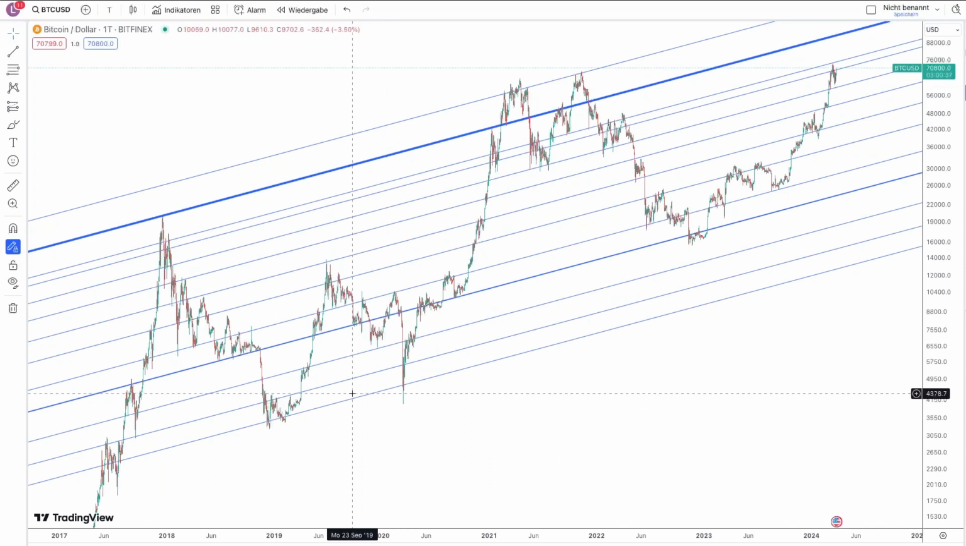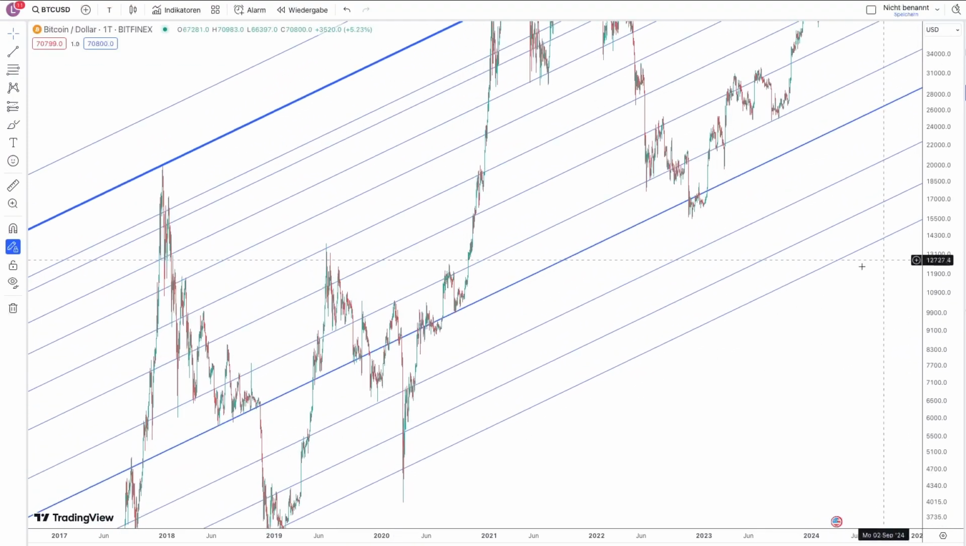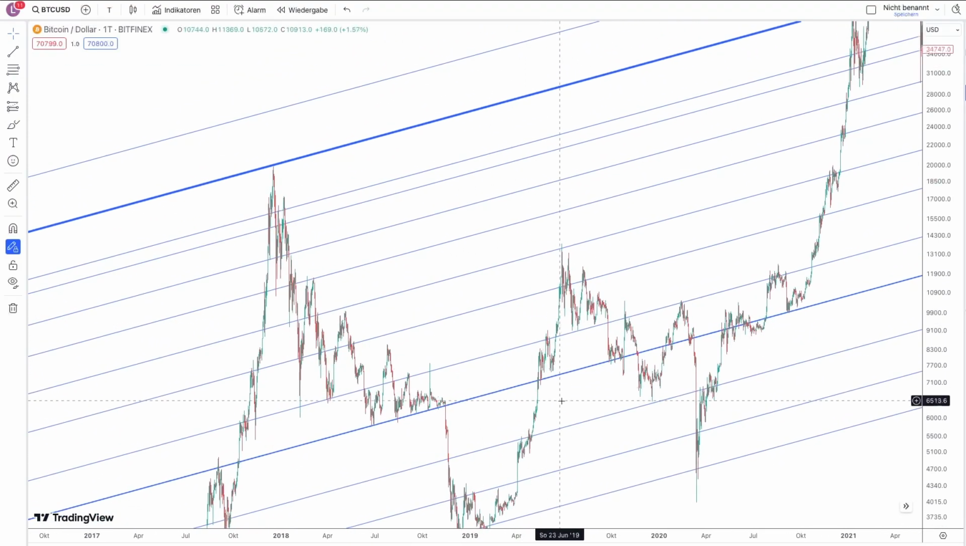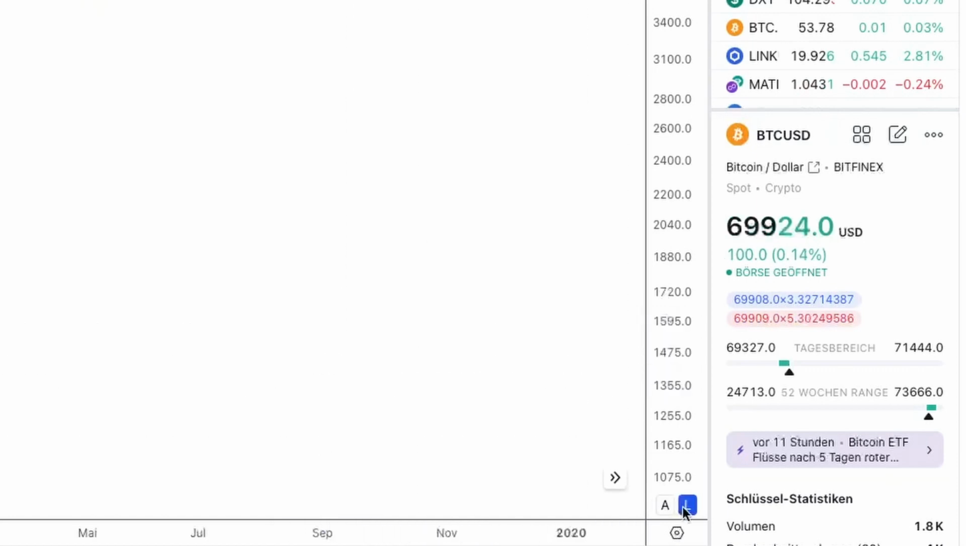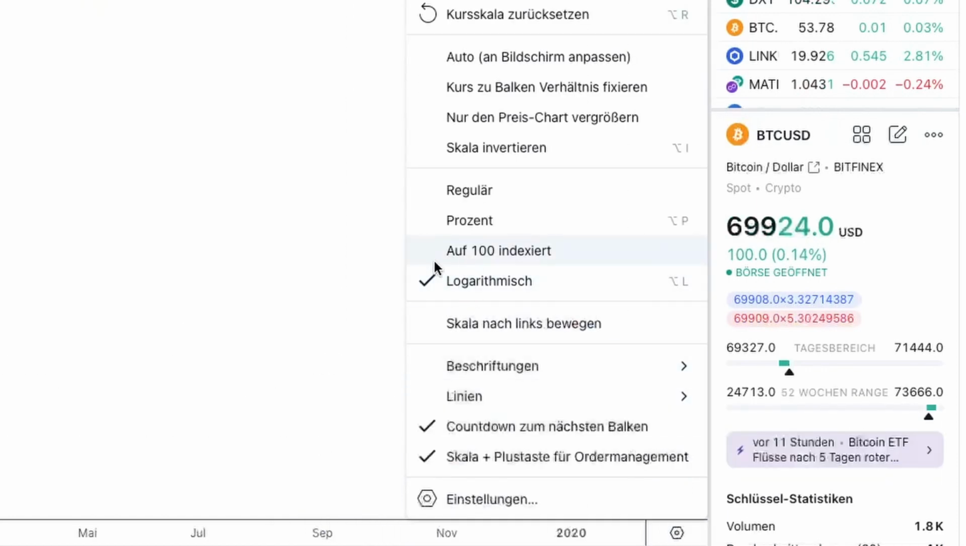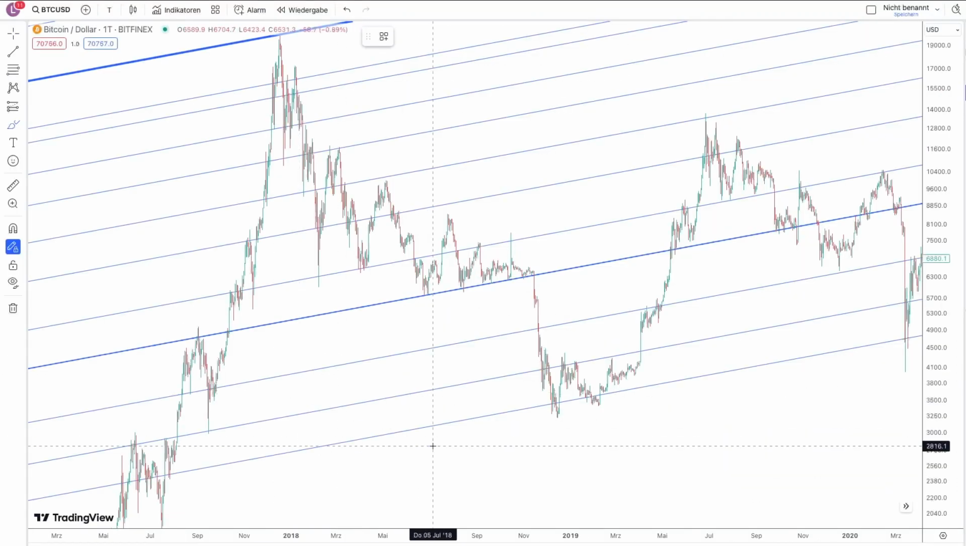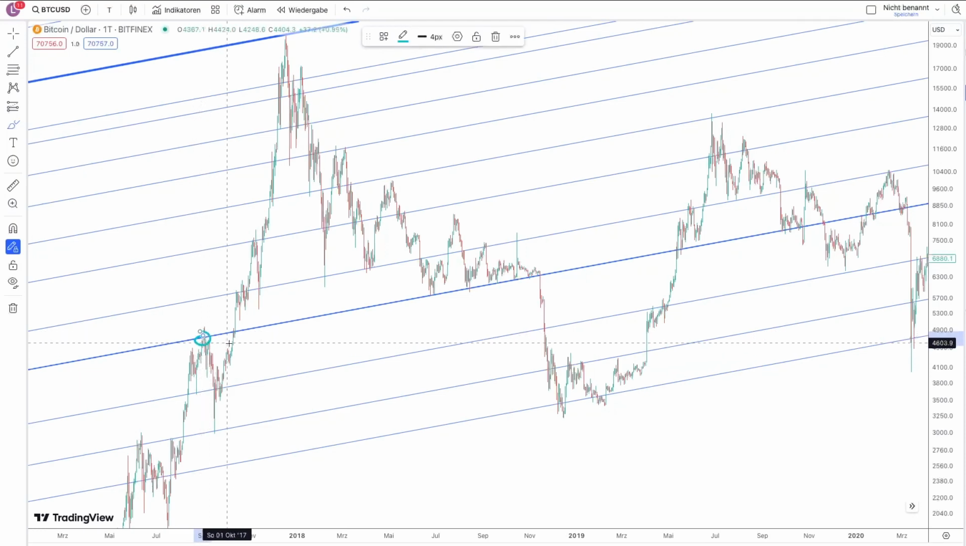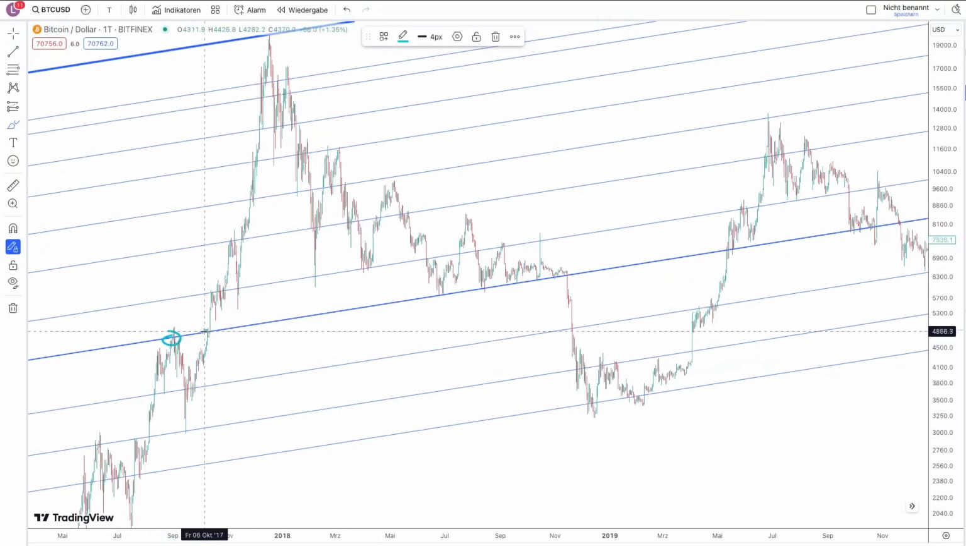All these lines here are extensions from the ground line, which are made a little bit thicker here. I will zoom in a little bit more so you can see all the important touch points. Make sure to turn on the log scale. Now our first touch point was the resistance here in the bull market of 2017. Then we had a little resistance and breakthrough.